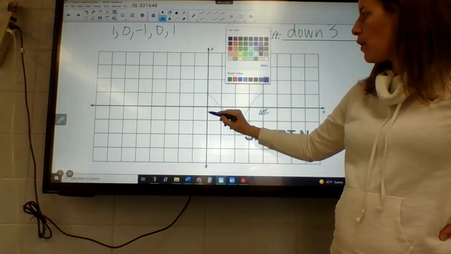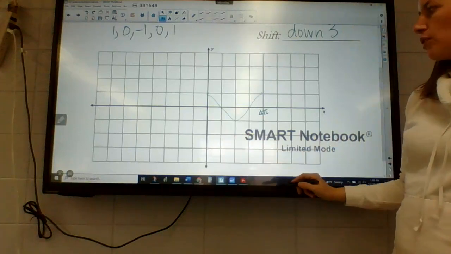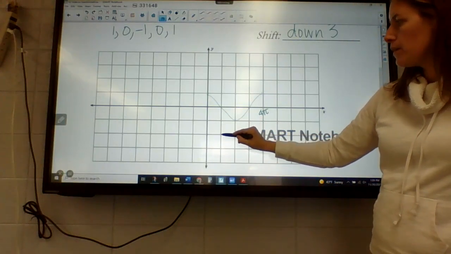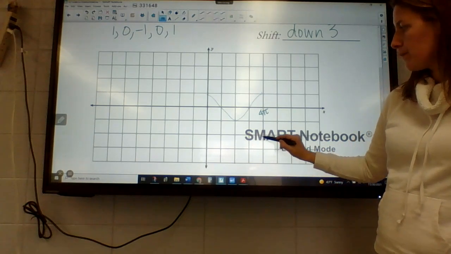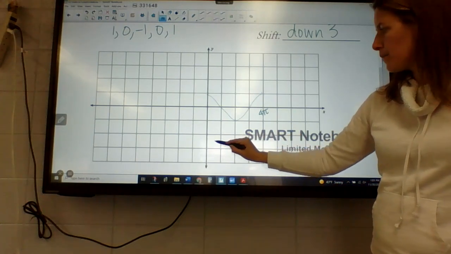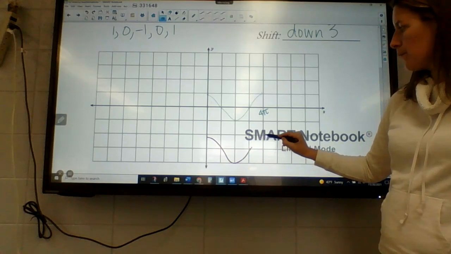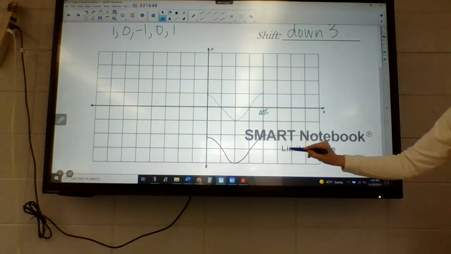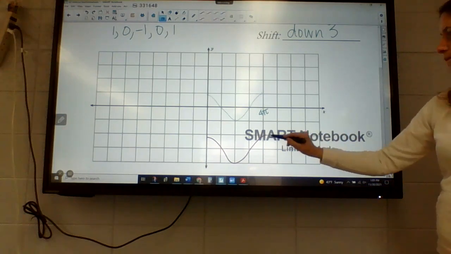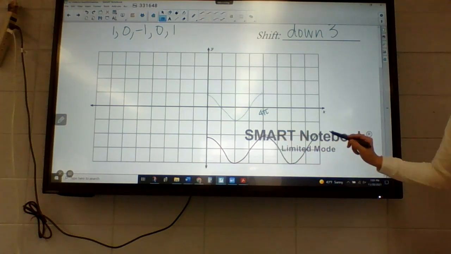So I'm going to go down 1, 2, 3. All of them have to go down 3 though. So there's our new graph then. It's almost all the way down on the bottom of the graph there. All right?